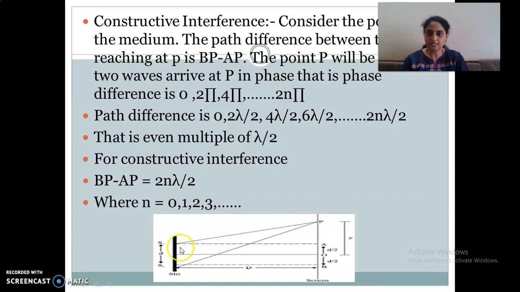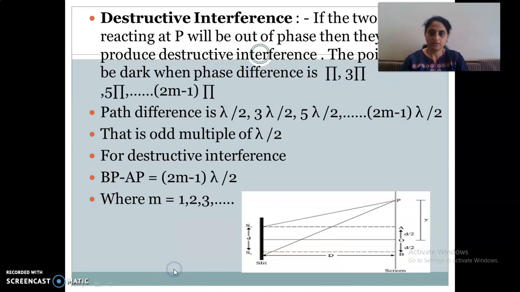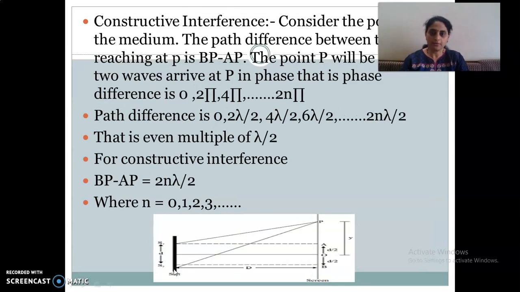So in this case, this is A point, this is B point. So this A point and B point, this BP minus AP, that is the path difference. Consider the point P in the medium, the path difference between the two waves reaching point P is BP minus AP. The point P will be bright.